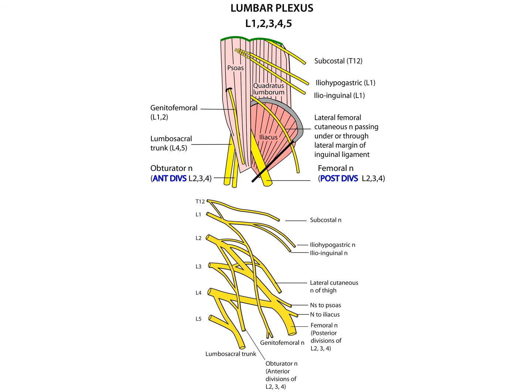And then finally, from the lumbar plexus, we have the posterior divisions which make the femoral nerve, L2, 3, 4. The anterior divisions form the obturator nerve, L2, 3, 4. And then the last 2 roots of 4 and 5 unite to become the lumbosacral trunk, which passes down into the pelvis to join the S1, 2 and 3 roots to become the sciatic nerve.